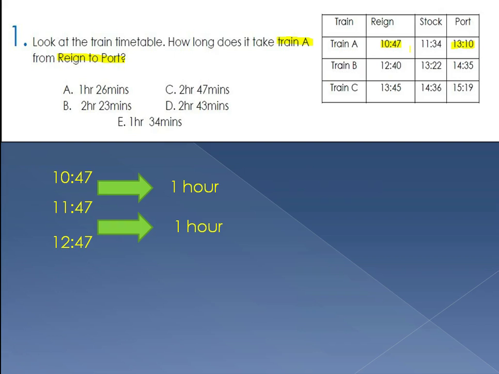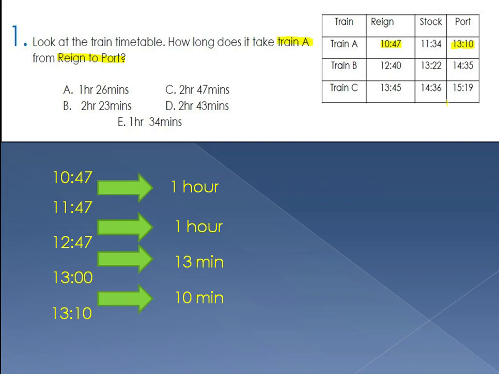I always look at 12:47. 47 is very close to another hour, so it's very close to 1 o'clock. How many minutes till we get to 1 o'clock? That would be 13 minutes. And then all we have to do is go from 1 o'clock, or 1300 hours, to Port, which is 13:10. How many minutes have gone by from 1 o'clock to 1:10? That would be 10 minutes.